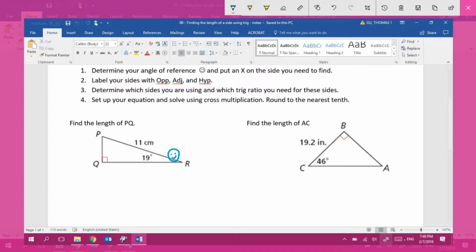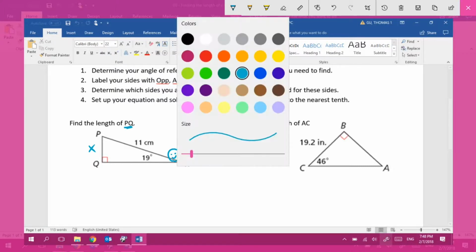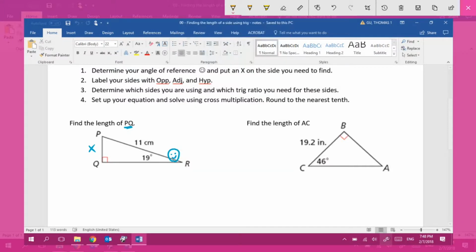We're looking for side PQ. So that's this side over here. So I'm gonna write X right there. That's the missing variable. Next, we're gonna label our sides opposite, adjacent, and hypotenuse. That's in relation to the smiley face. So which is the opposite side from the smiley face? That is over here, opposite.